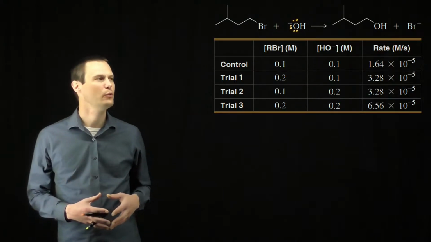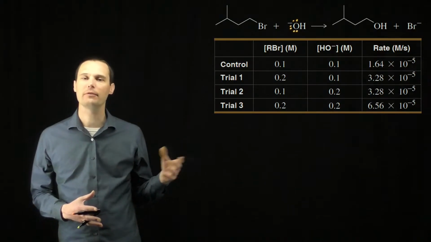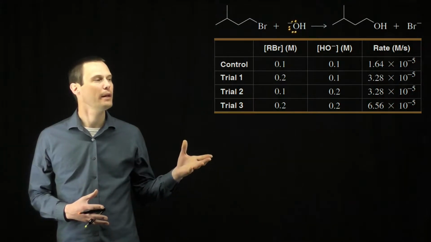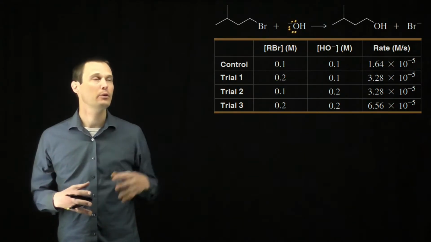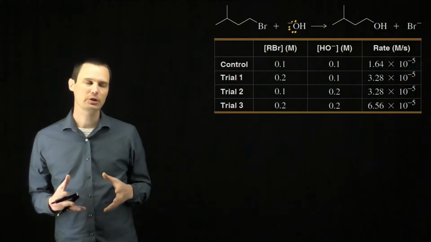This question asks us to do 4 things. It asks us to derive a rate law from the given data, determine which molecules are present in the rate determining step, draw a transition state for that step, and propose a mechanism for the overall reaction. Let's go ahead and do that.